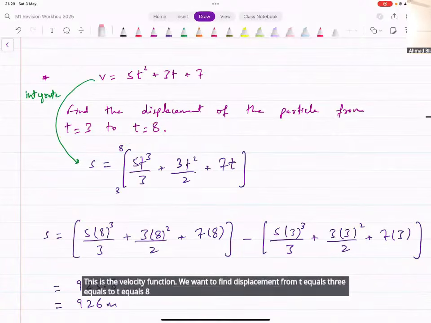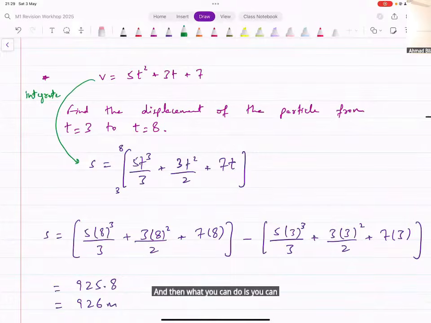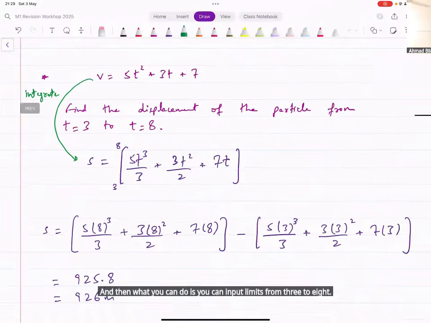How do you do that? You integrate the velocity function. When you integrate that, that gives you the displacement function. And then what you can do is you can input limits from 3 to 8, and that will give you the displacement for that.